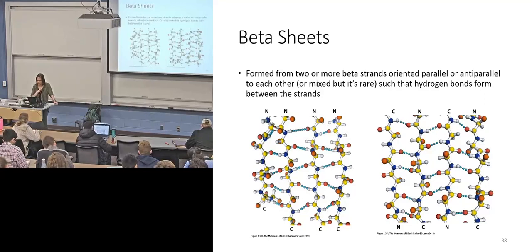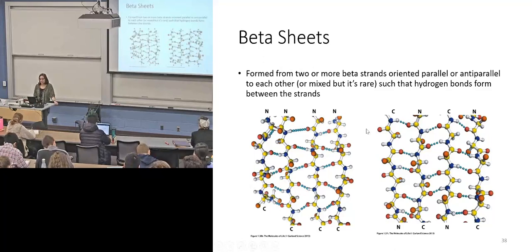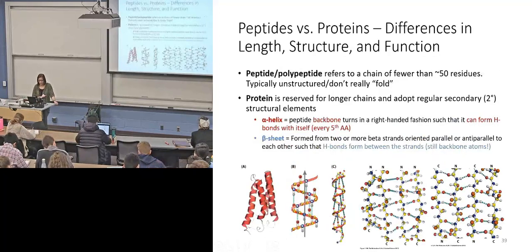And the only difference here is, of course, it's no longer every fifth one that is involved. It depends on how long these folds might be. But again, the backbone is still H bonding with itself. This chain is turning somewhere up here and has these unstructured, maybe loop regions at each end. So this is, again, just a nice summary slide for you.